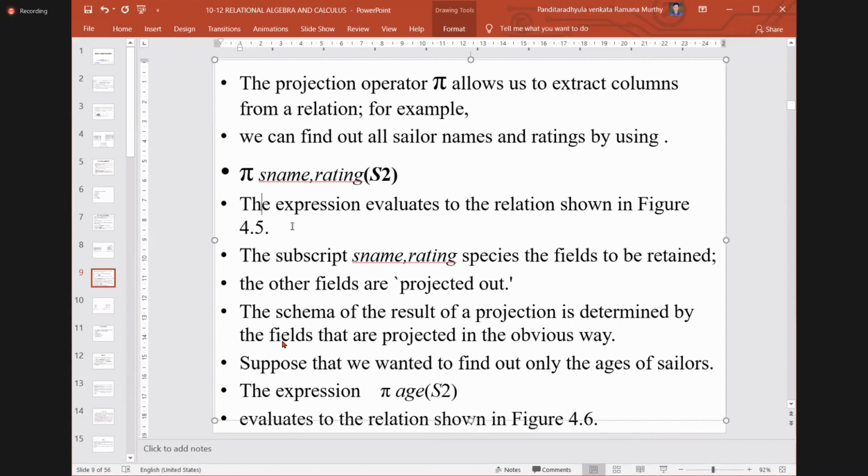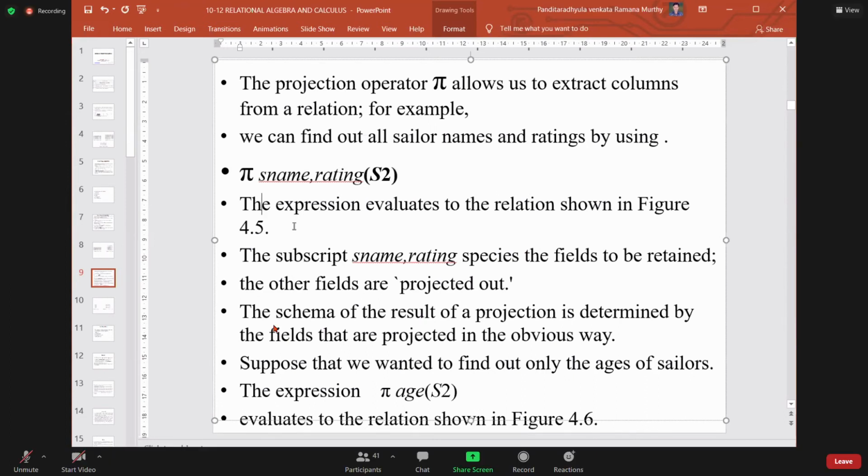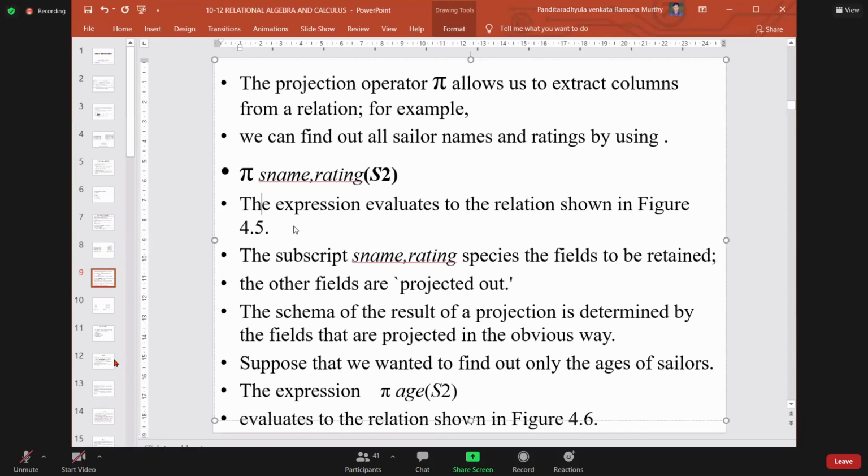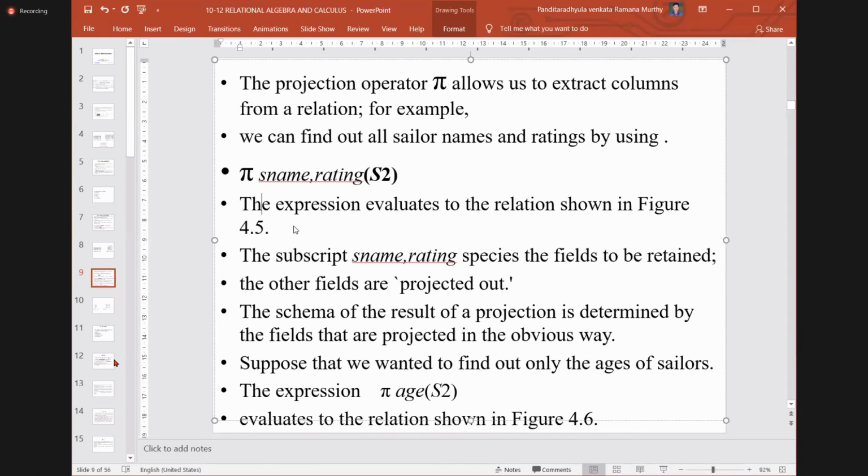It retrieves all values now. Previously we filtered rows; now we are filtering the columns. We are asking our database to retrieve two columns. What are the two columns? Sname and rating. And we are also telling the database that the required data is available in table S2.